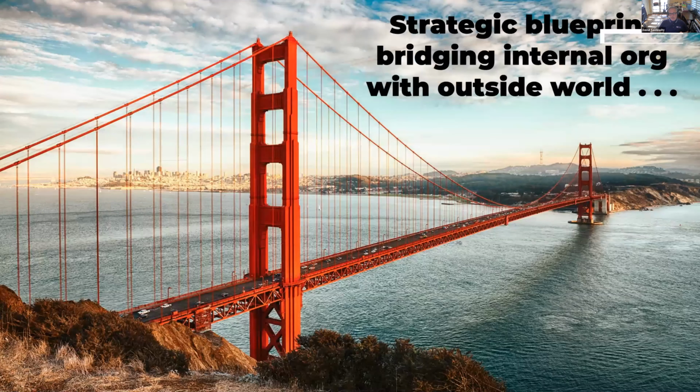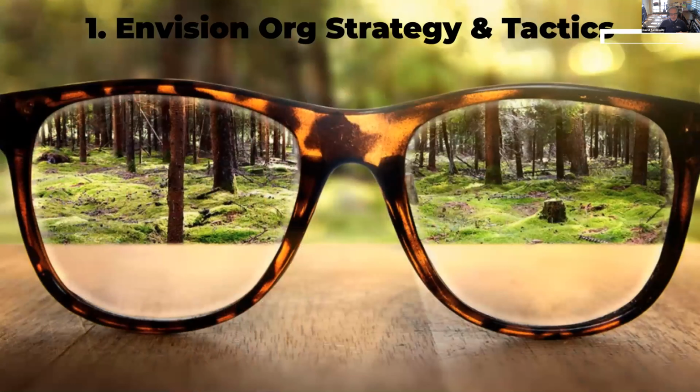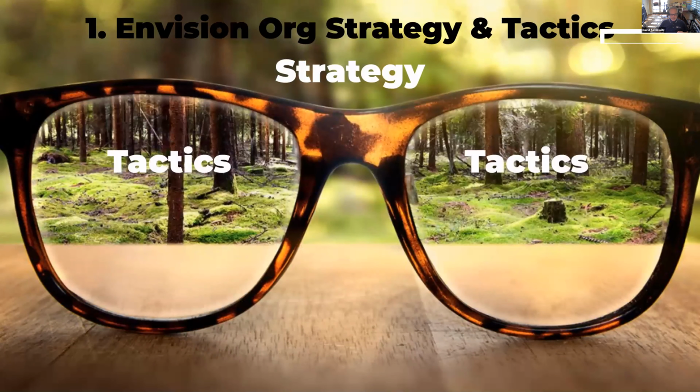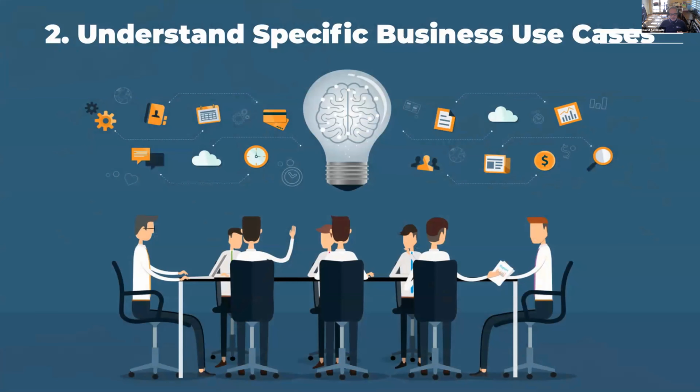I'm going to go through a strategic blueprint, if you will, that bridges your internal organization with the outside world. Here are the steps, essentially. Number one, you need to understand and envision your organization's strategy and tactics, both long-term and short-term goals and objectives. Think of this as the forest and the trees. Number two, you want to understand specific use cases. Whatever you're working on, you need to really understand what it is your analysis is going to bring forth.